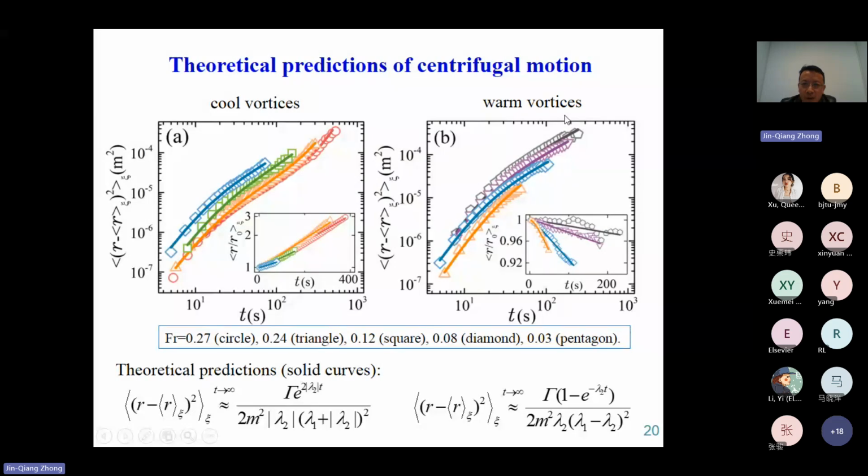For the warm vortices, the model also correctly predicts the data trend that the second-order displacement approaches a constant at large time. The inset figure shows the first-order displacements. The close agreement between the modeling results and the experimental data suggests that vortex motion in this flow regime can be well described by centrifugal force-driven stochastic motion.